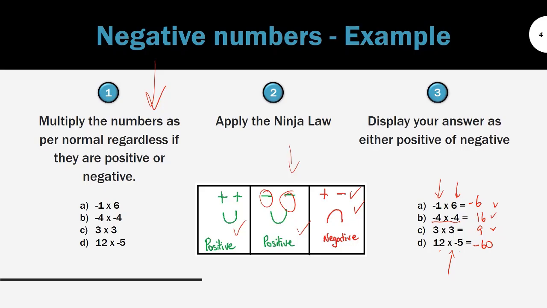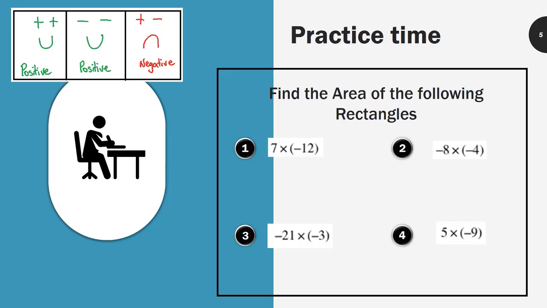All right. So I'm going to get you guys to do some practice. Do these 4 questions, multiply the numbers, then refer to the ninja law to decide whether the answer is positive or negative. And I'll give you 2 minutes to get these done, and then we'll go through it again.